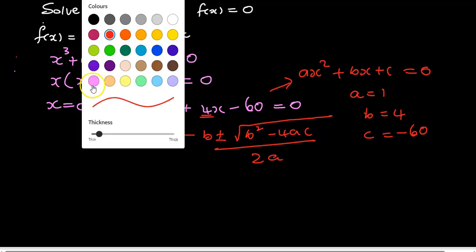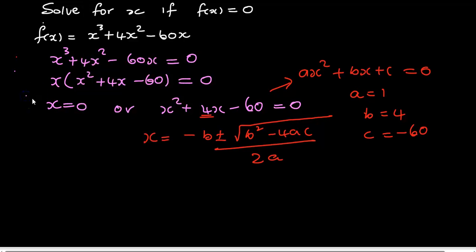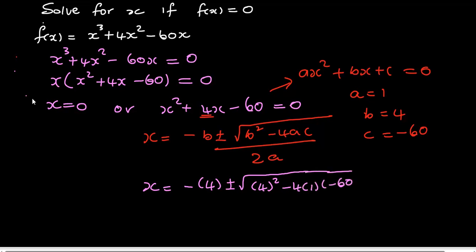Let us do our substitution so that we can solve this problem. So if we substitute, x will be equal to, where there's b, what do we substitute? 4. So this will be minus 4 plus or minus the root of b, it's 4 squared minus 4 into a, which is 1, and the value of c is minus 60. No time to waste on basics. This will be divided by 2. What is the value of a? 1.